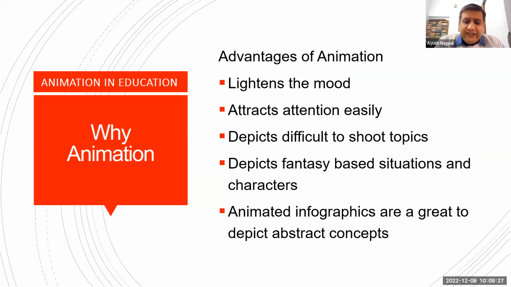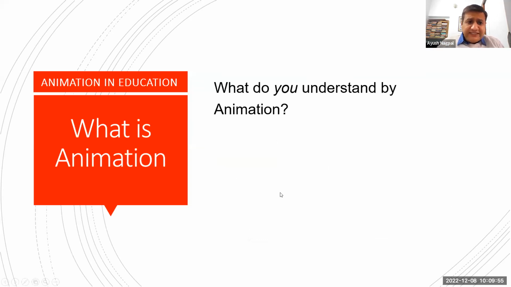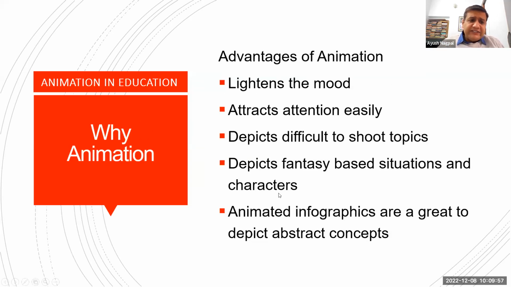And then finally, it helps us to tell abstract concepts. For example, if you're trying to tell different types of management, or some physics concept, it is easy to tell through an animated chart or an animated table. Those kinds of animations are actually called infographics. We'll briefly be discussing them also. So these are the advantages of animation.